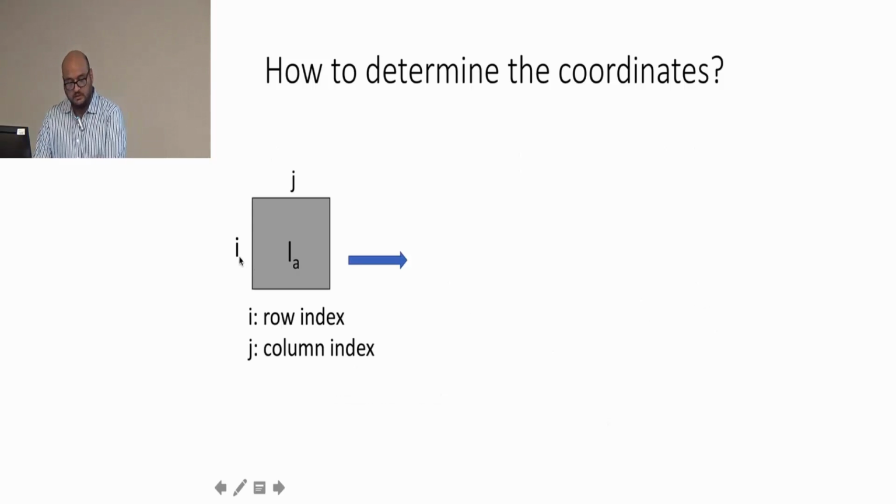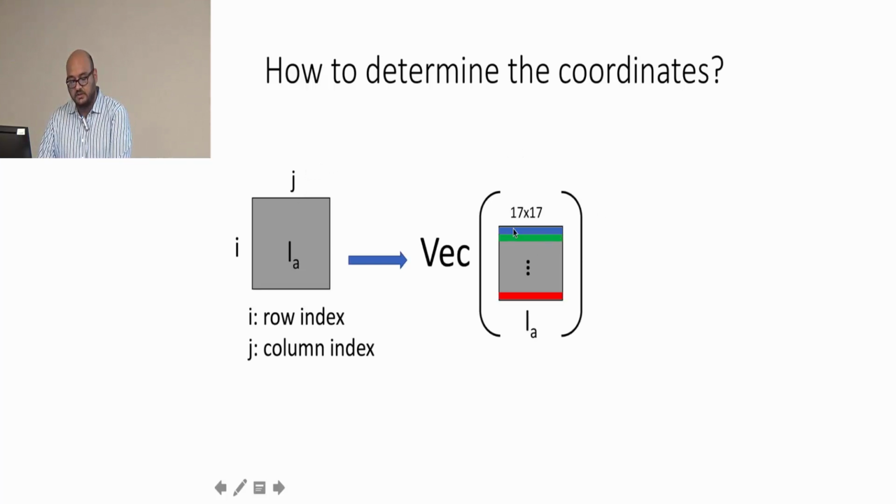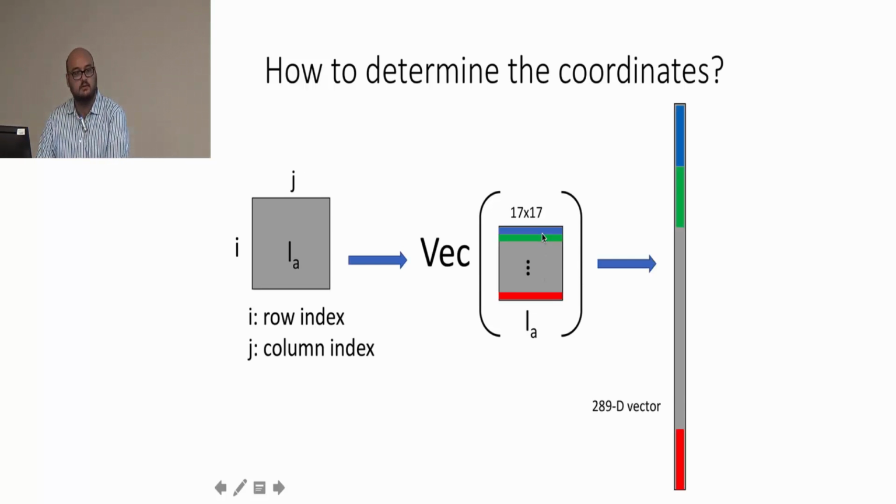So this is the ith row. This is the areal segmentation. I is the row, J are the columns, and we are showing it in colored form. Every one of them is a row. So when we vectorize this, it looks like this.